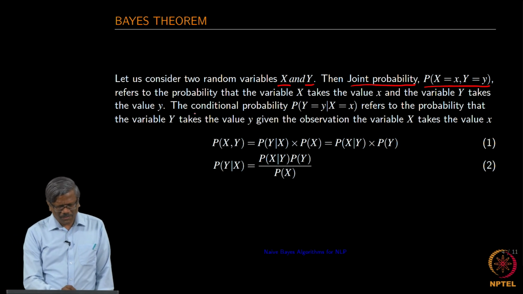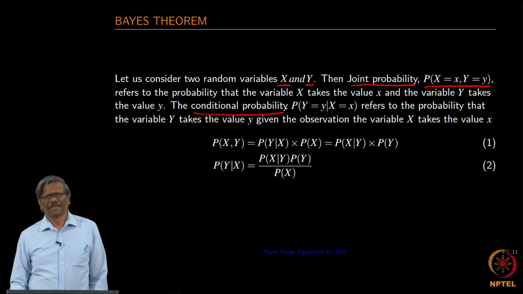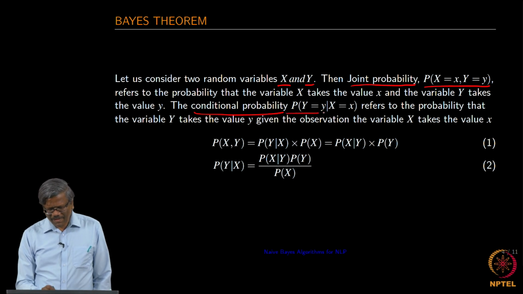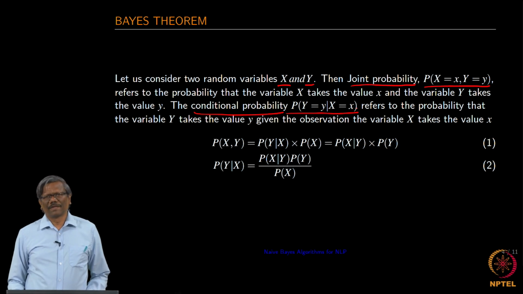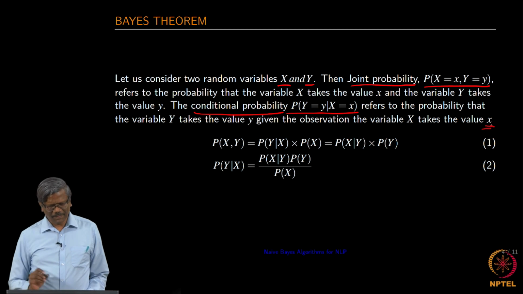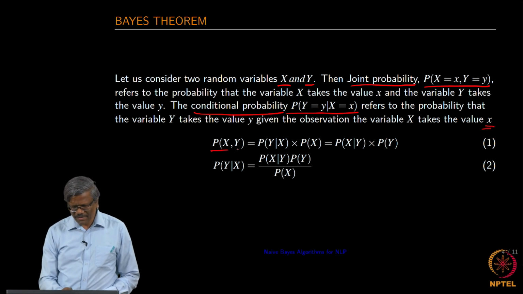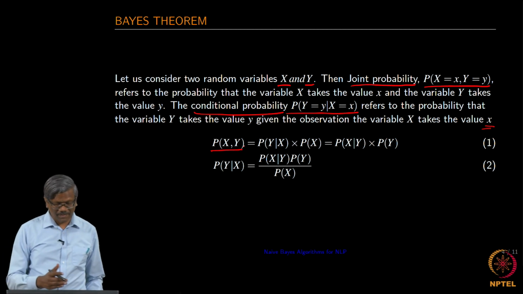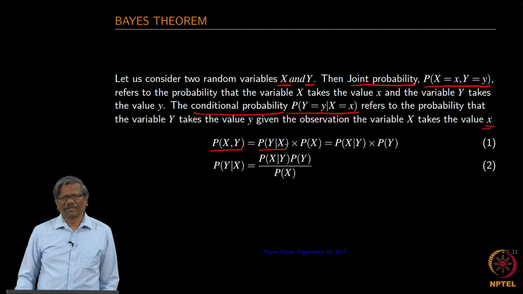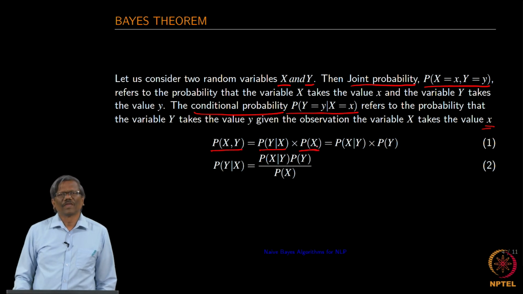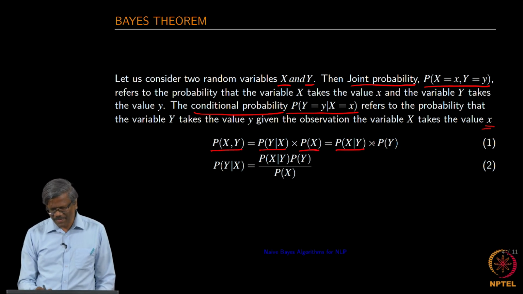And then you also know what a conditional probability is. It is represented as this. It refers to the probability that the variable y takes the value small y, given the observation of the variable capital X taking the value small x. And you know that the joint probability can be represented as the product of the conditional probability and Px. So, the same can be represented in this fashion.